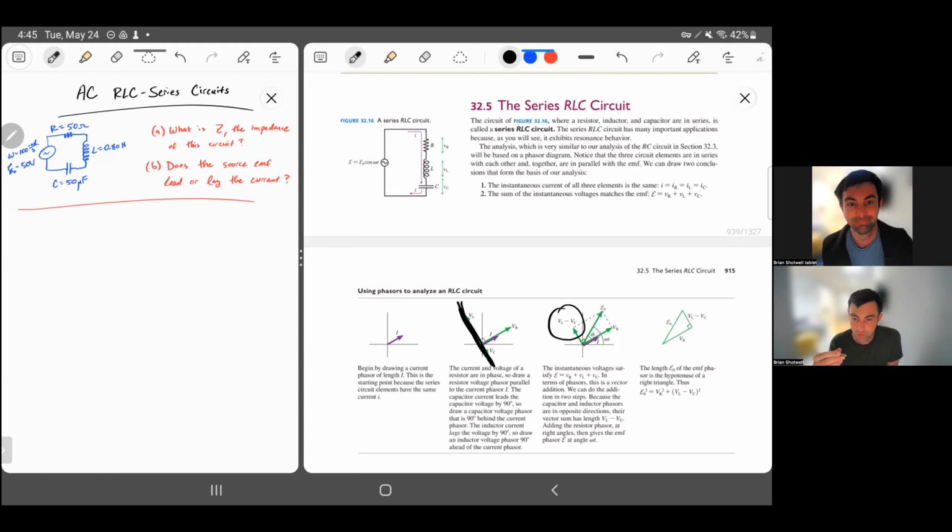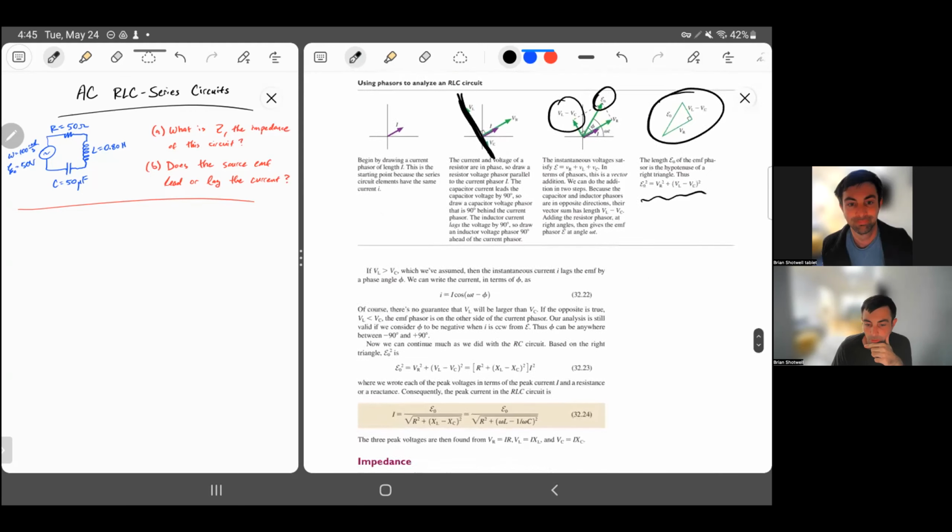So when you add these 3 vectors together, you get the source voltage. Because again, going from here to here to here to here, you're adding together all 3 voltages across the 3 circuit elements, and that's equal to the voltage of the source. So you have to add all 3 voltage phasors this time. And again, that gives you a right triangle that will allow you to relate the peak values of the voltages across the 3 circuit elements to the source voltage, E0.